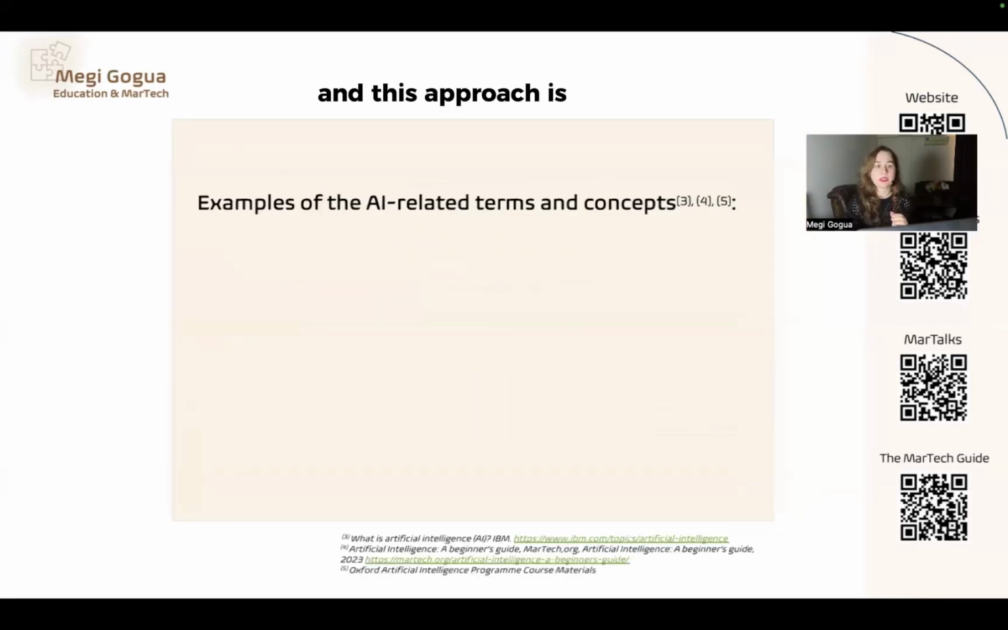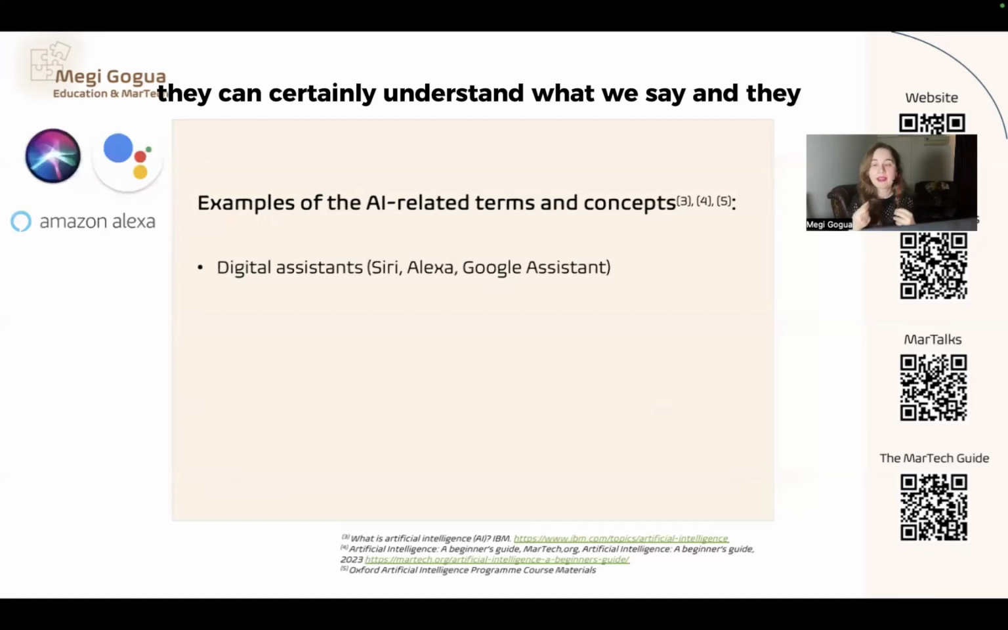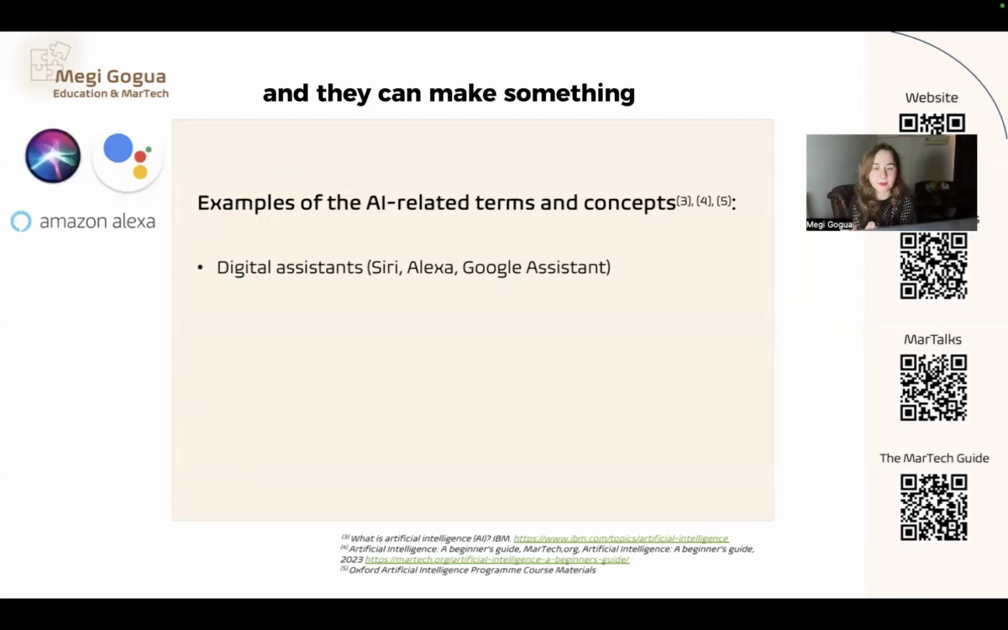And this approach is valuable, right, through the examples of AI related terms, concepts and platforms. So for example, we have digital assistants like Siri, Alexa, Google Assistant. Whether you use them or not, they are easy to understand as chatbots, right? They have this dialogue based communication with us, but they are much more advanced and complex than that.